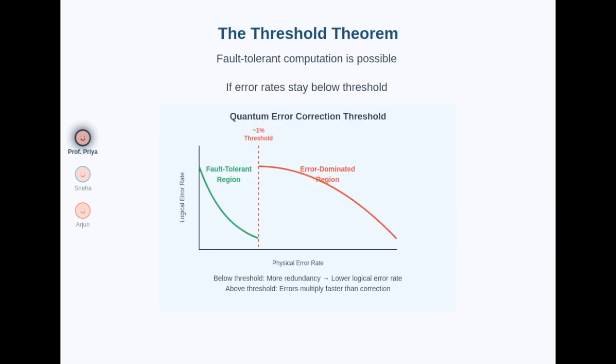Here's the amazing result. The threshold theorem proves that if we can keep error rates below about 1%, we can perform arbitrarily long quantum computations by adding more redundancy.